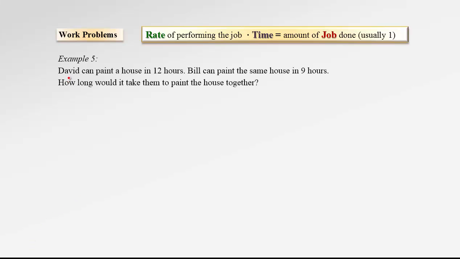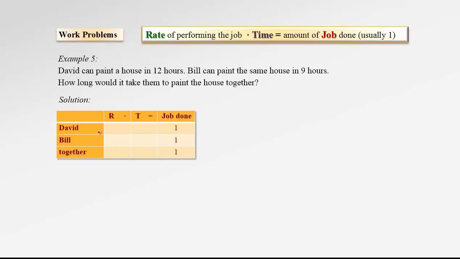Let's see an example. David can paint a house in 12 hours. Bill can paint the same house in 9 hours. How long will it take them to paint the house together? Okay, so let's set up a table. Rate times time equals job. And in the table, we'll arrange information about David, Bill, and when they work together. The job that we're talking about is just painting the whole house. So it's the same one job for David, Bill, or if they work together.